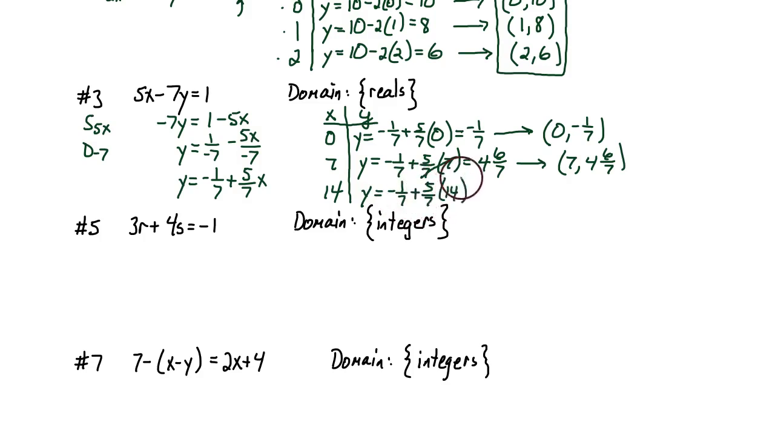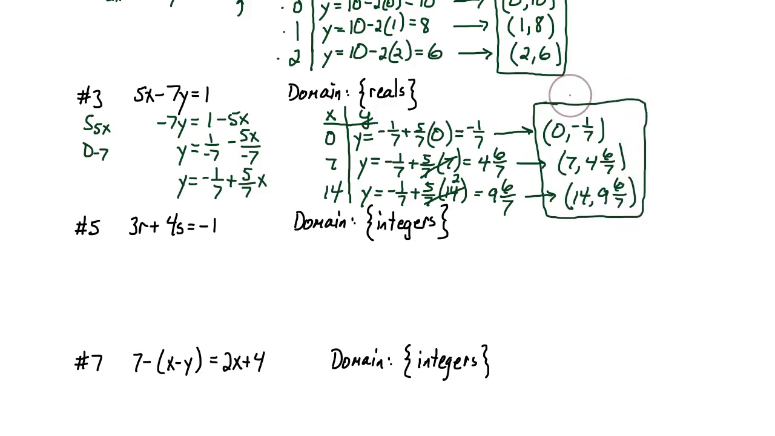Fill in 14, where the letter x is. 14/7 reduces to a 2, and 5 times 2 is 10. So we're going negative 1/7 plus 10. That makes 9 and 6/7. So the ordered pair shown in this last row of the table is 14, 9 and 6/7. Here are 3 roots to the original equation, 3 solutions of that equation.